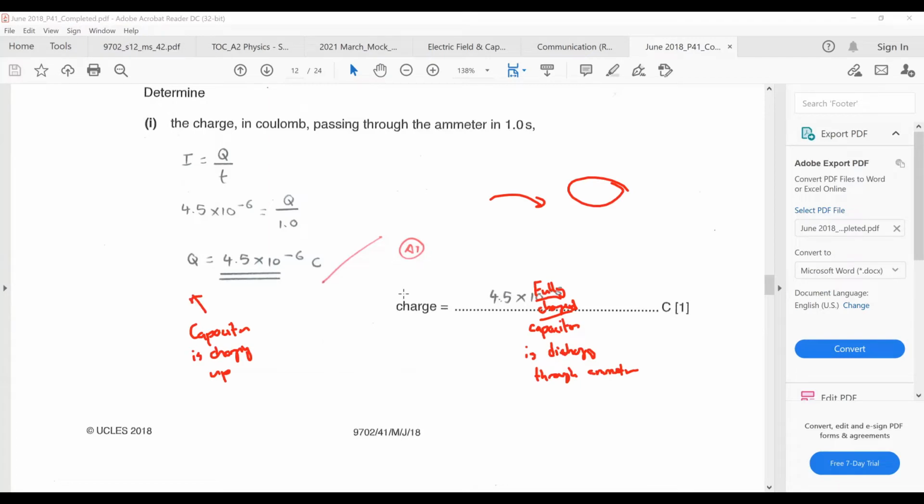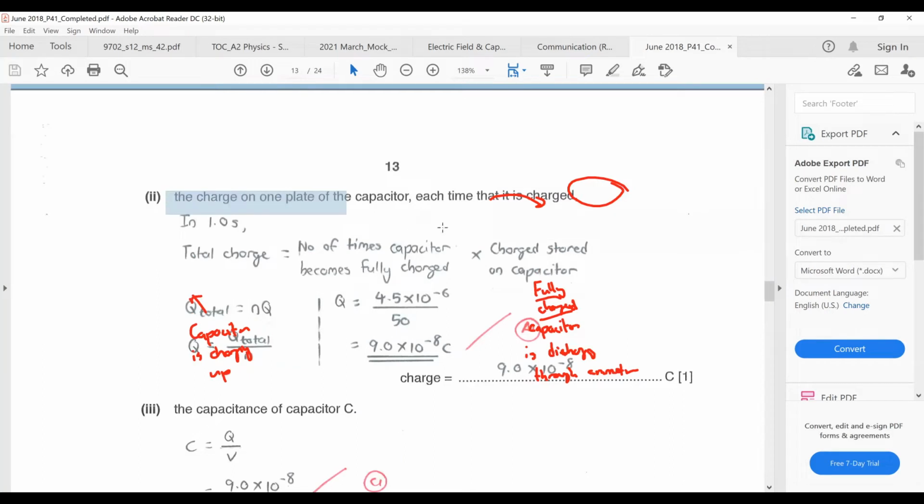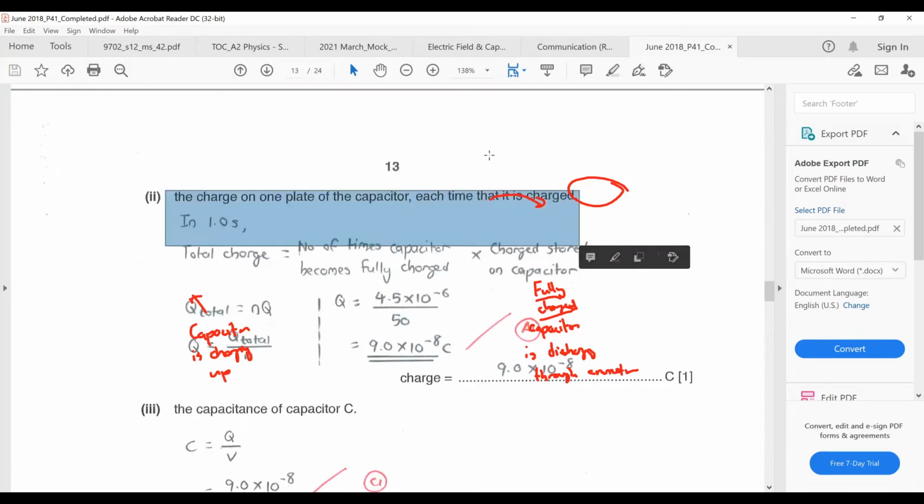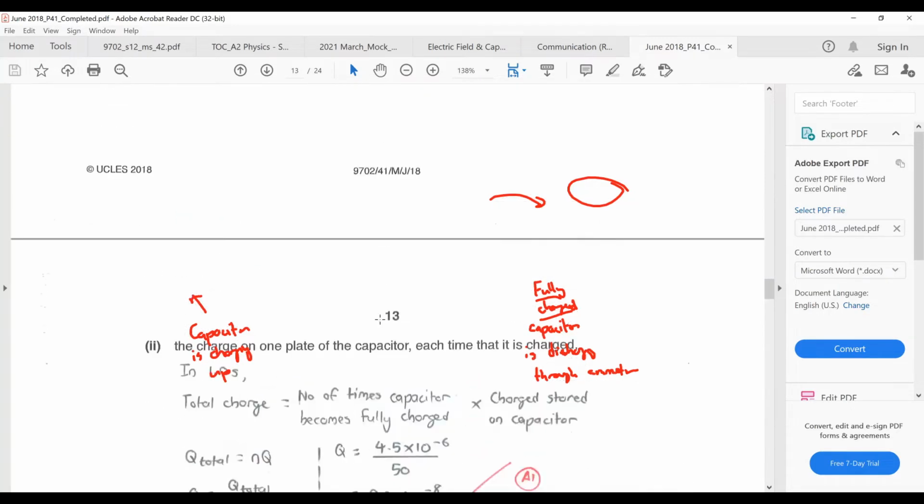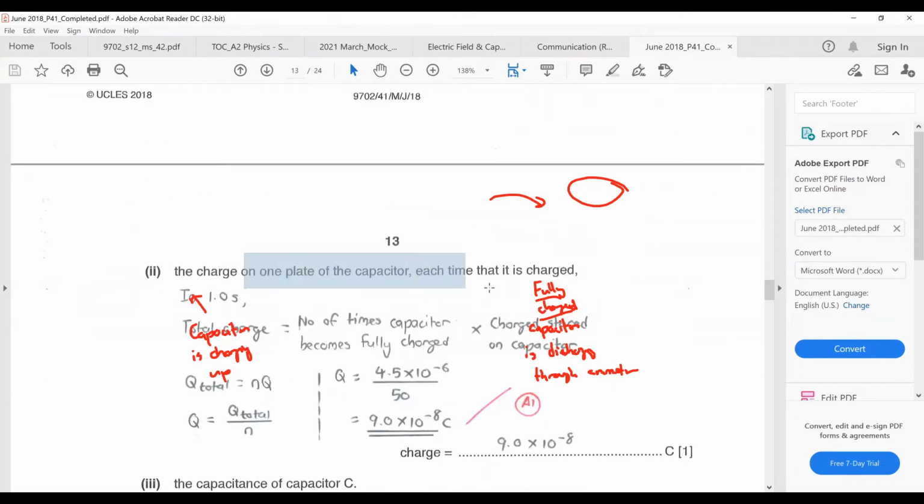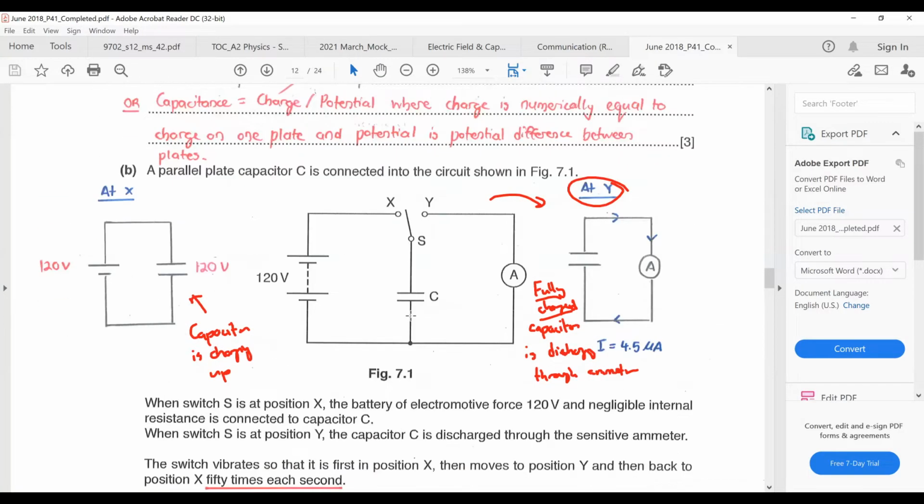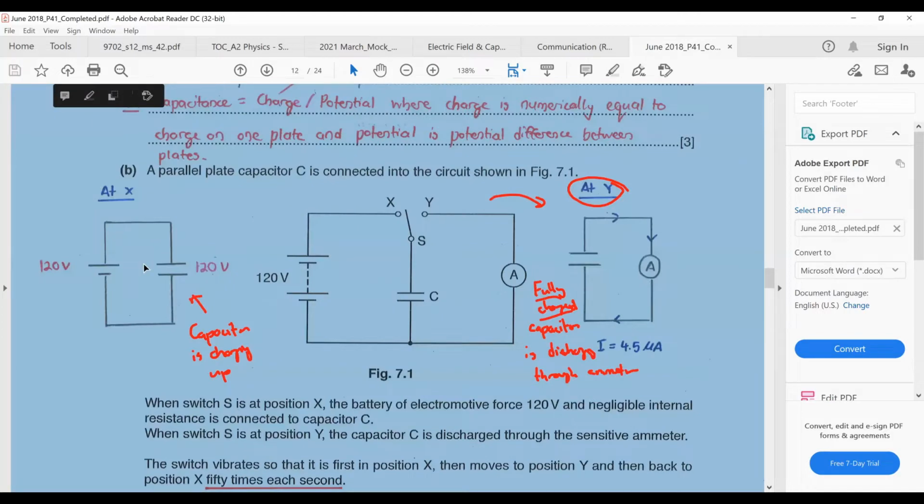Okay. So there's the amount of charge flowing. Then after that, the next thing they ask you is, what's the charge on one plate of the capacitor each time that it is fully charged? Okay, what is the charge that is being stored on one plate of the capacitor each time it is fully charged? Okay, so when you are at position X, that is where your capacitor is charging up.